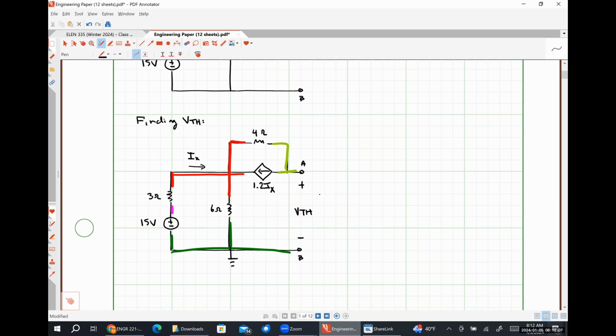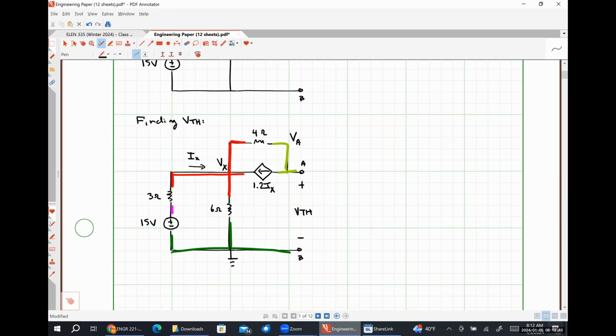So I'm going to call this node Vx, and then this node up here is going to be VA. Very quickly, hopefully we can all see that our Thevenin voltage is just going to be the nodal voltage at the positive polarity terminal, which is VA, minus the nodal voltage at the negative polarity terminal, which is ground. So VTH is literally just the VA that we're going to solve for in our nodal analysis.